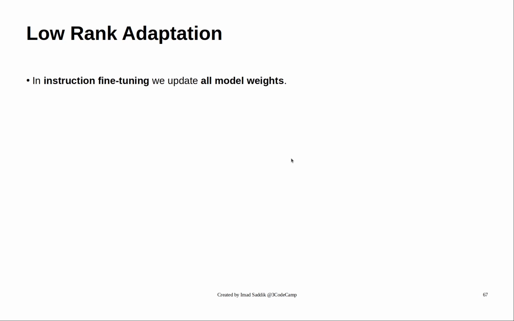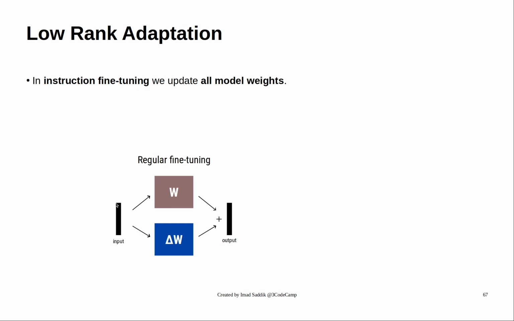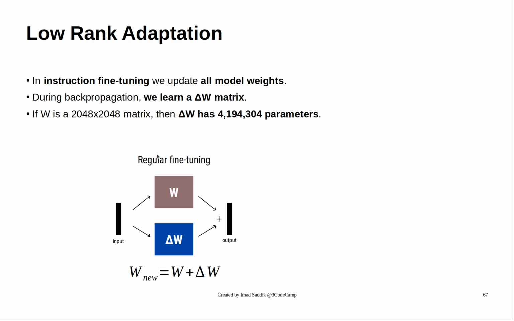In the previous video, we used instruction fine-tuning, which trains the entire model. Here is a simple diagram. We start with the input. During feed-forward, we go through the weights and then we obtain the output. But during backpropagation, we apply this formula. You can see that here we have W. These are the original weights that we started with. And during backpropagation, we try to learn the delta W matrix. We add these two items in order to get the new weights. If the weight matrix W has this shape, we need to update 4 million parameters, which is a lot.